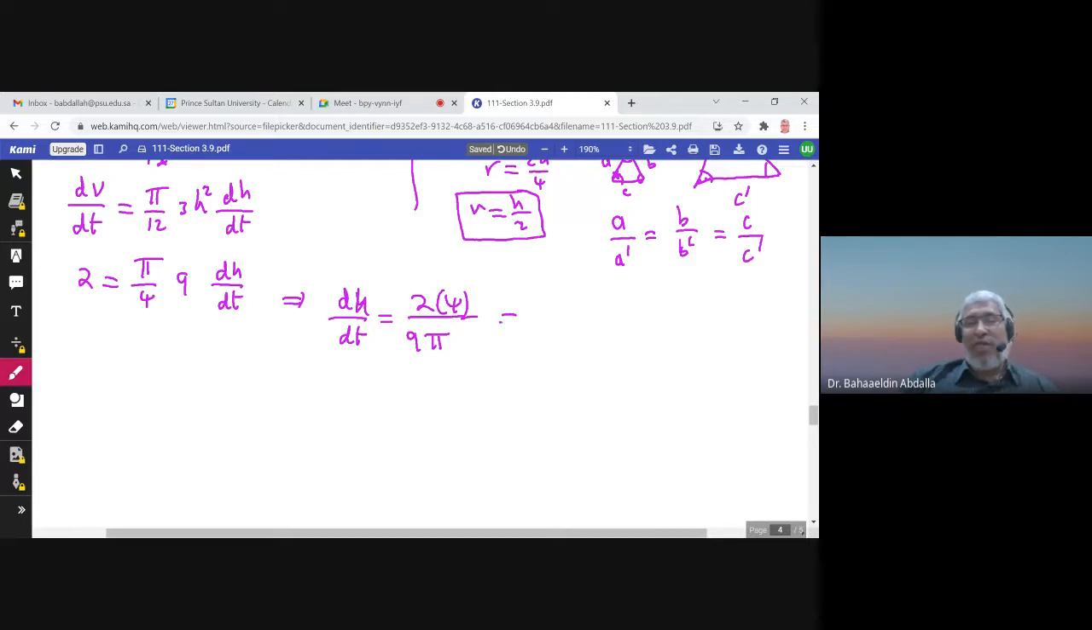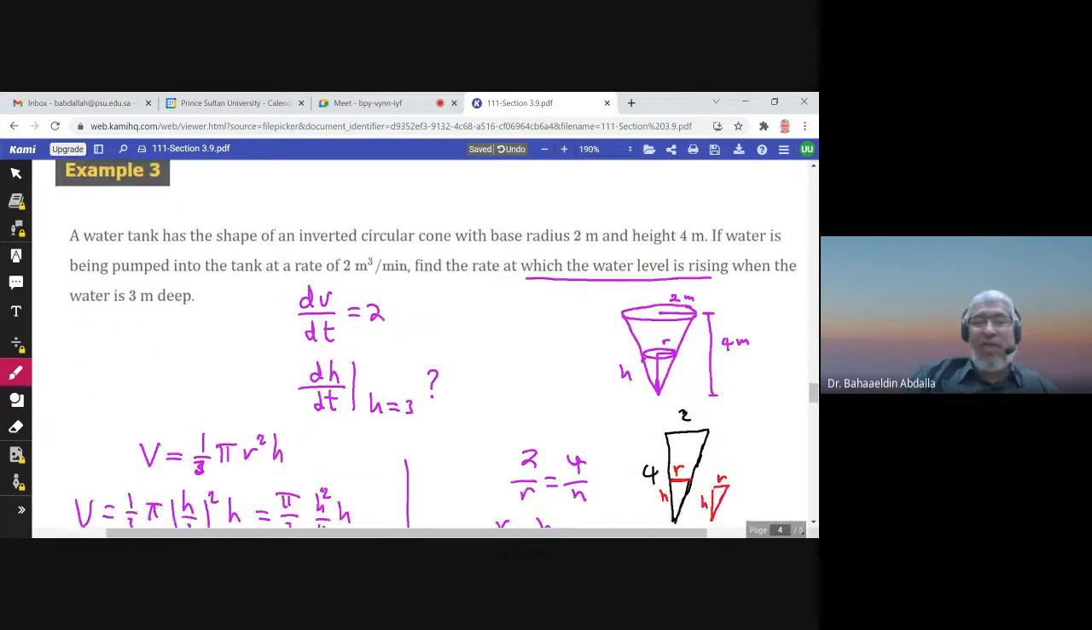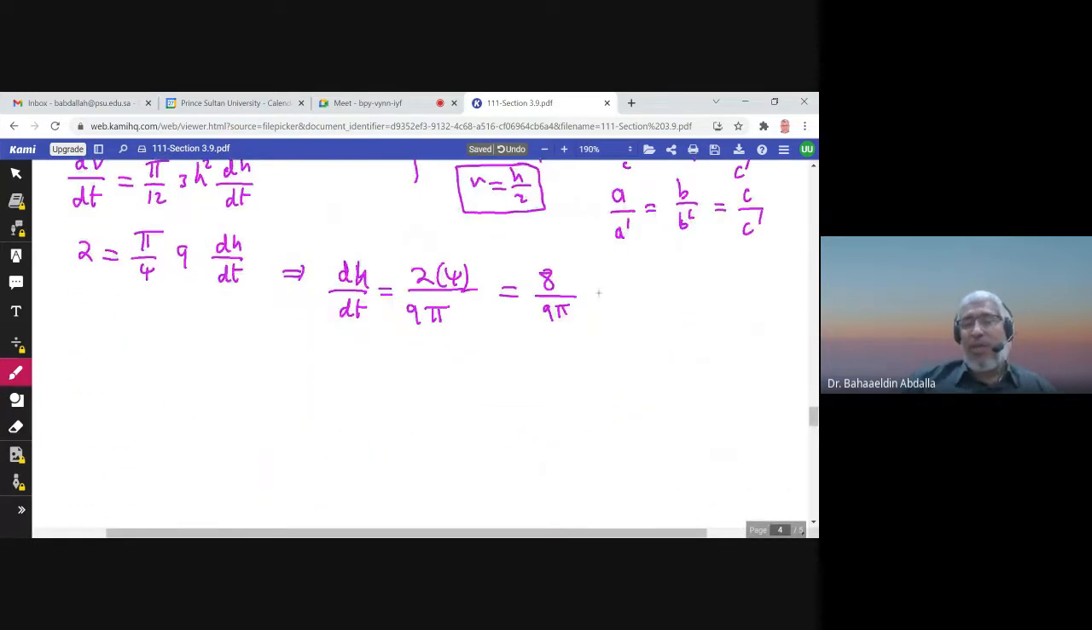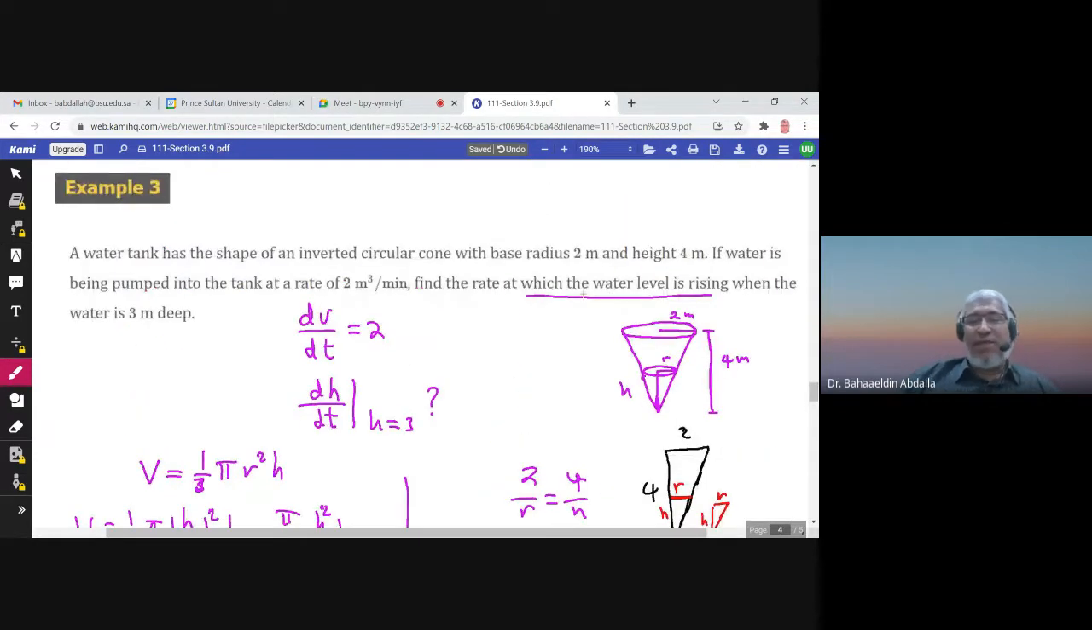So the answer is 8 over 9 pi meters per minute. So this is the answer: the rate at which the water level is rising when the water is 3 meters deep.